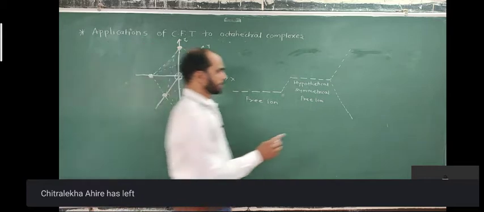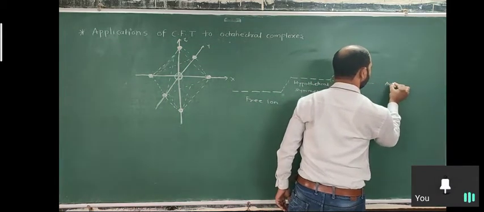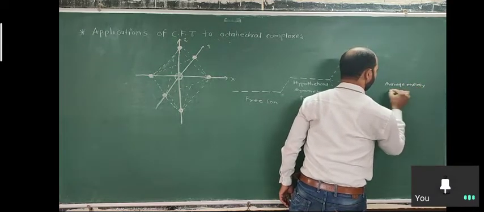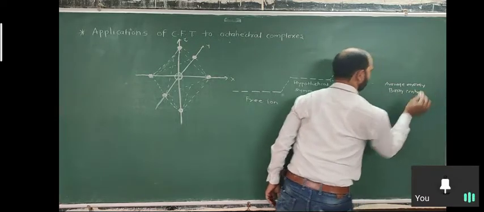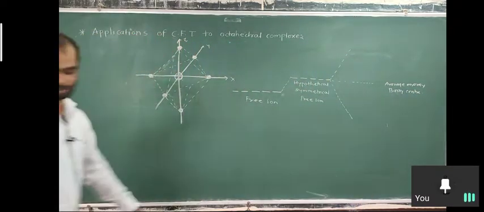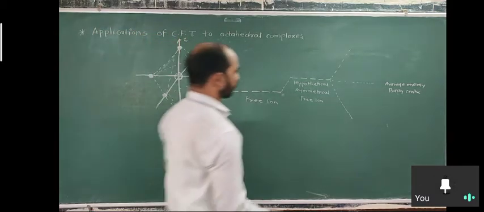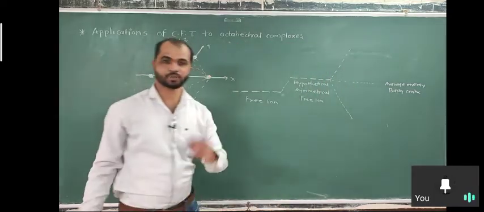So here this is the barycenter, this is the average energy. Okay, here is the average energy, or you call it the barycenter. So which has lower energy and which has higher energy? Because we have the two sets, T2g and Eg.